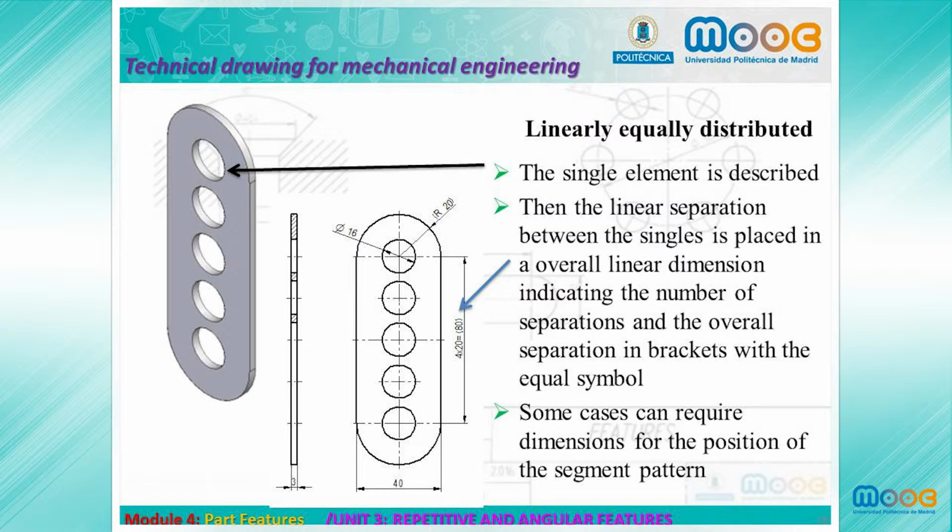Linearly equally distributed. In this case, the single element is described, and as in the prior case, the linear separation between singles is placed in an overall linear dimension indicating the number of separations and the overall separation in brackets with the equal symbol. Some cases can require dimensions for the position of the segment pattern.